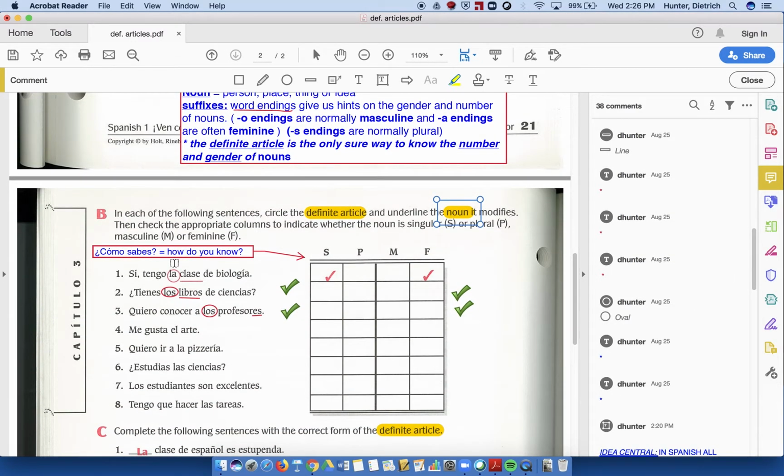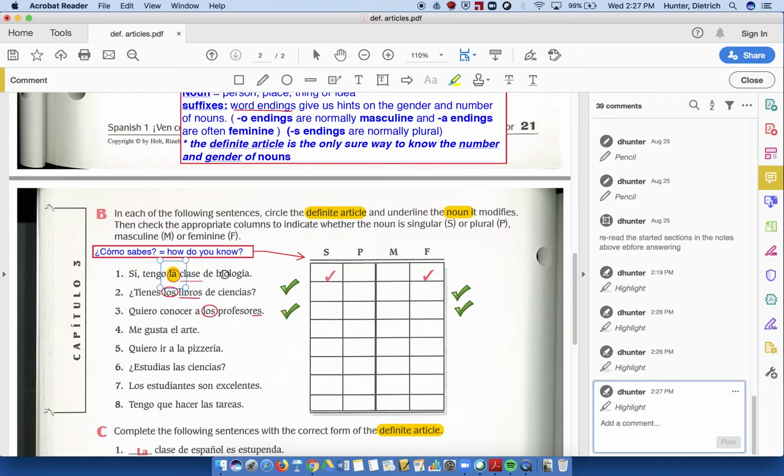Done the first one for you. It says, sí, tengo la clase de biología. We see here la is the definite article. And we see clase is the noun. La refers to clase. Even though we don't see an A ending, we see this E. We know that it is feminine because of the la. And we know that la is also singular because neither word ends with an S.